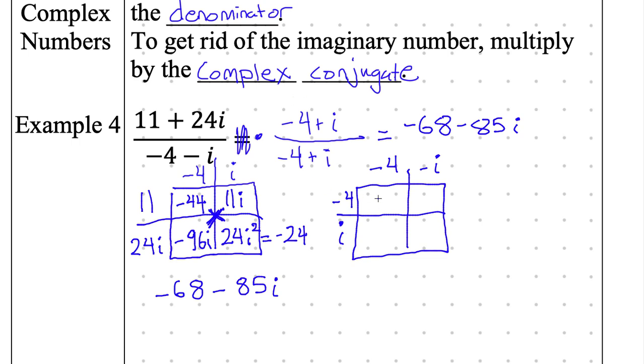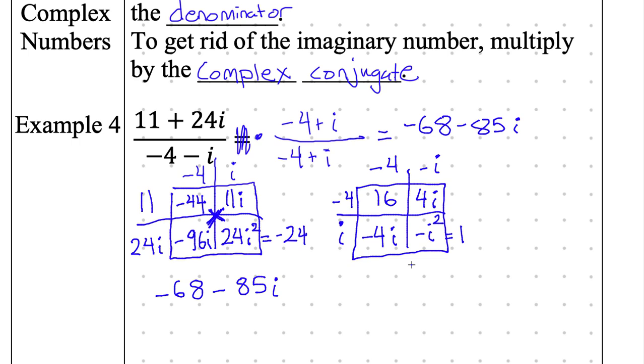Negative 4 times negative 4. 16. All of us together this next time. Negative 4 times negative i is 4i. Negative 4 times i is negative 4i. And finally negative i times i, you can use i squared again. Negative i times i is negative i squared, which is 1. Perfect. All right.